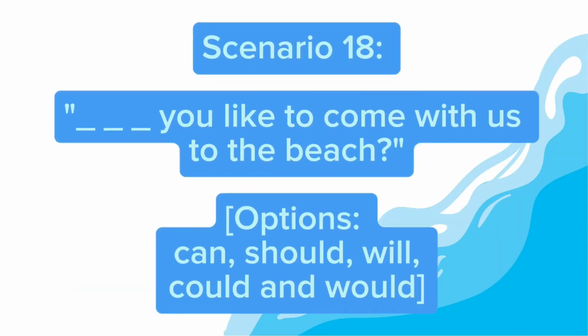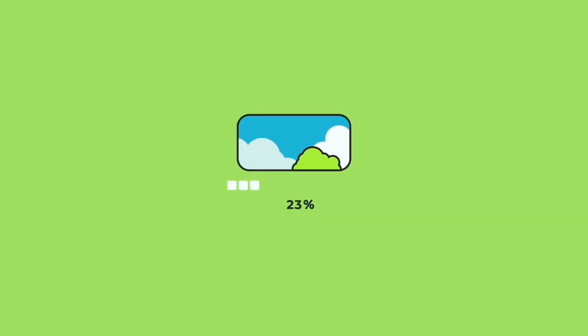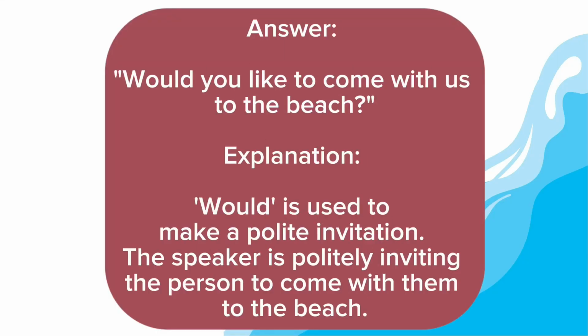Scenario 18. You like to come with us to the beach? Options: can, should, will, could, and would. Answer: would you like to come with us to the beach? Explanation: would is used to make a polite invitation. The speaker is politely inviting the person to come with them to the beach.